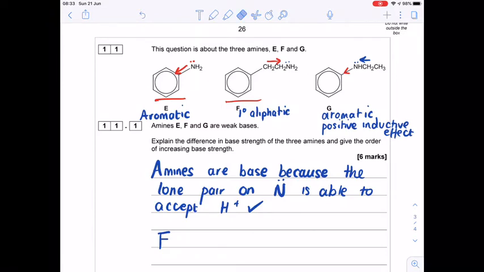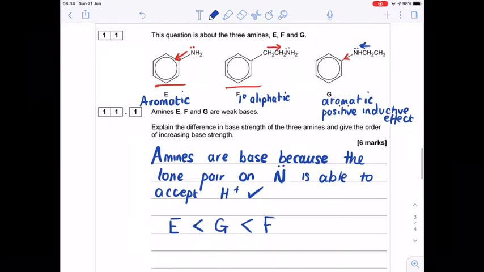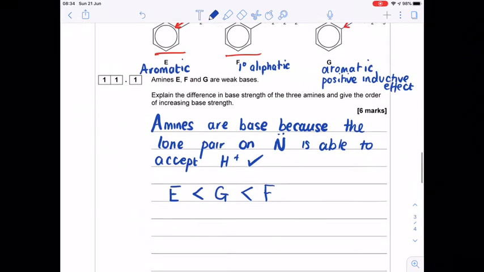The question wants us to put it in increasing base strength. So if you read the question more carefully, you'll see that we want to put the weakest first. So E is the weakest. And then G is somewhere in the middle because it's got both the push on but the pull away, and F has just got the pushing on, so F would be the strongest.